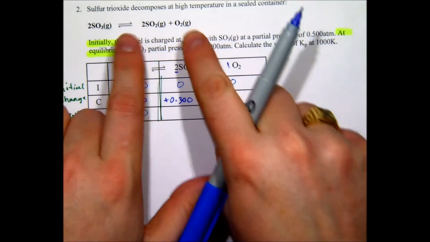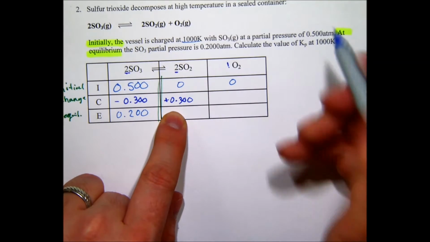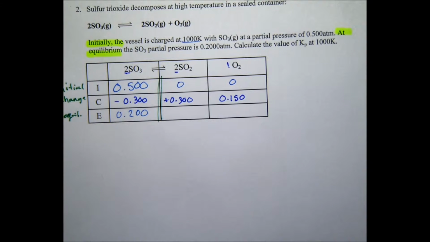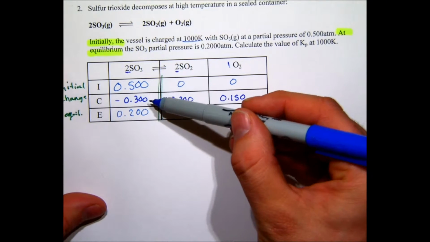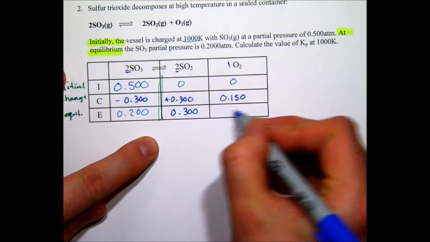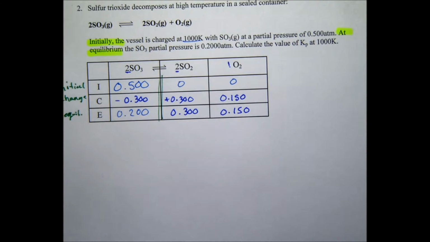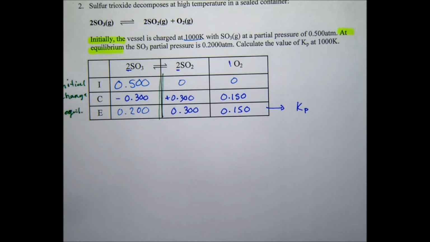Now, the ratio of SO2 to oxygen is 2 to 1. So for every 2 moles of this that I produce, I'm going to actually only get half that much of oxygen. No matter what you do with an icebox, you always add the I and the C line. So 0.5 plus negative 0.3 gives me 0.2. So 0.3 and 0.150. So this goes into your Kp expression. Just the equilibrium line can go into a Kp expression.